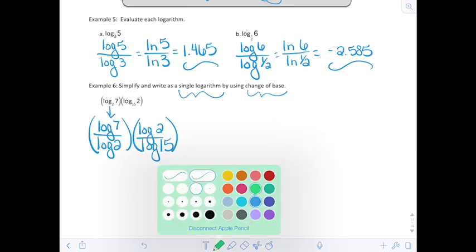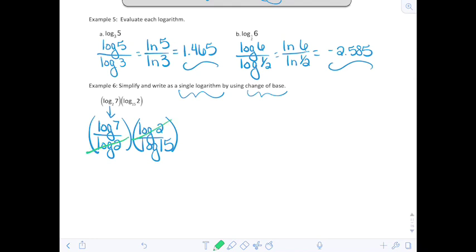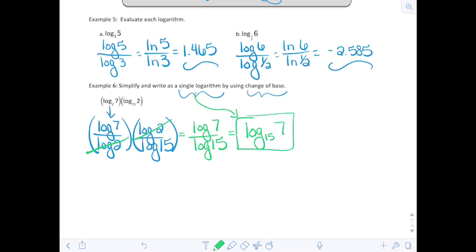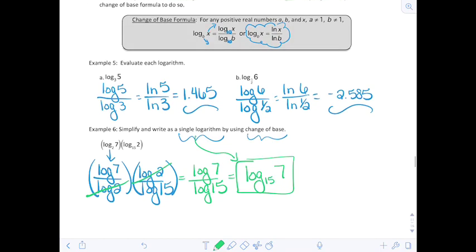When you look at multiplying fractions, remember you can cancel these factors diagonally. So the log of 2 cancels, and you're left with the log of 7 over the log of 15. Now the direction said a single logarithm. So if we take this, looking at it as a change of base formula and go in the reverse order, that would be the log base 15, because it's on the bottom, of 7. So this takes us from multiplying two logs with different bases down to one single log. Okay. And that concludes the notes for 3-3.